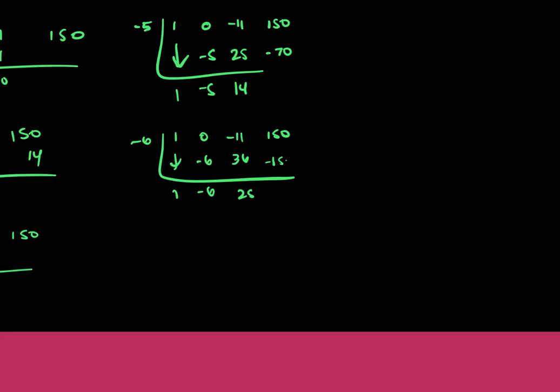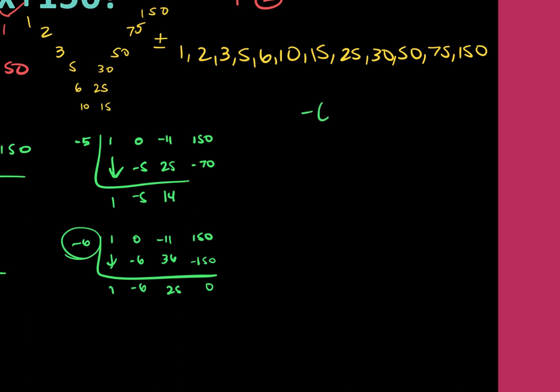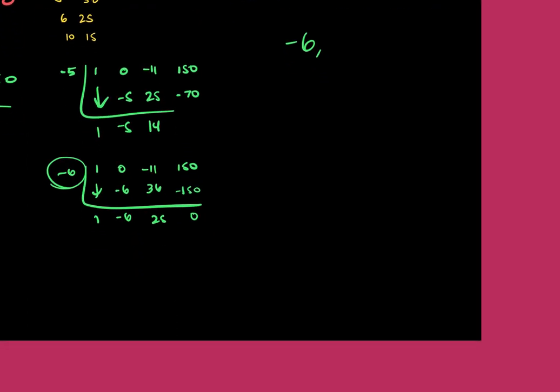Here's the one that works. So negative 6 is my negative root. And then I'm going to take what's left here, x squared minus 6x plus 25. I would try to factor it, but are there factors of 25 that sum to negative 6? No, which means you're going to do the quadratic.